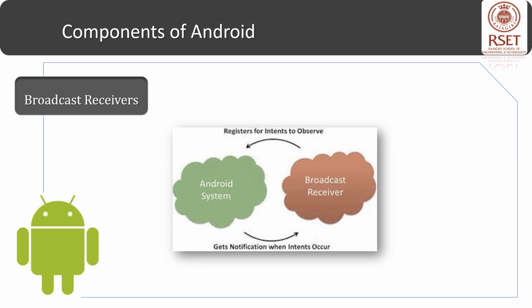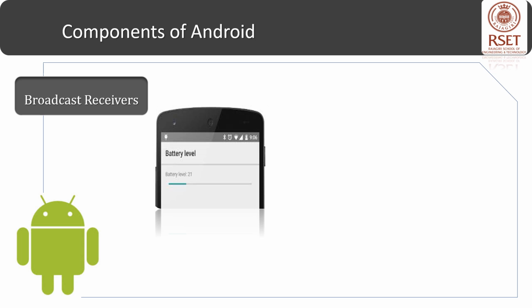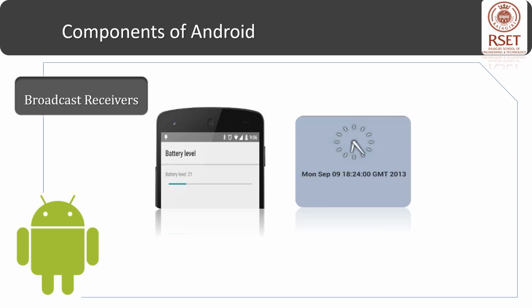So, you can see an Android system and a broadcast receiver. Applications can register for various system events like boot complete or battery low, and the Android system can send a broadcast when the specific event has occurred. This is an example which shows the battery level and the charging state of an Android device, which can be implemented using broadcast receivers. Here's another example, an alarm clock, which again is an example of a broadcast receiver.